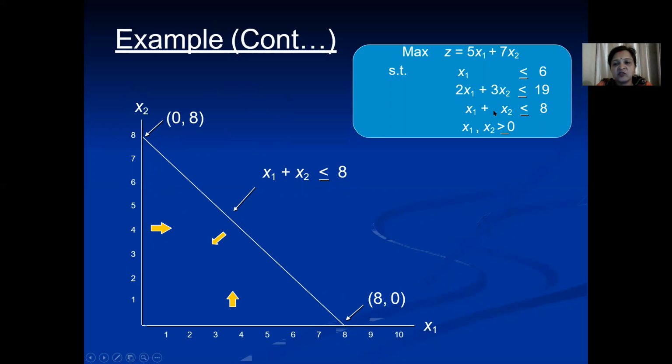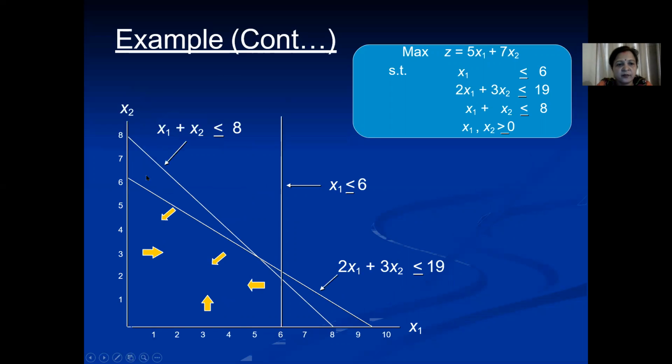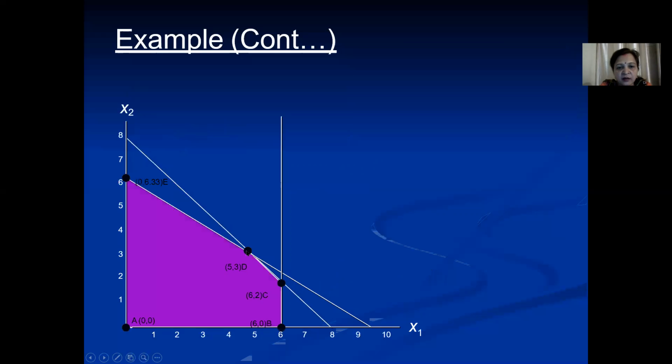Next constraint: x1 plus x2 less than or equal to 8. This straight line represents x1 plus x2 equal to 8, and the interior of this is represented by x1 plus x2 less than or equal to 8. Taking the common region according to these inequalities, we can see that this is the feasible region. These are the corner points.